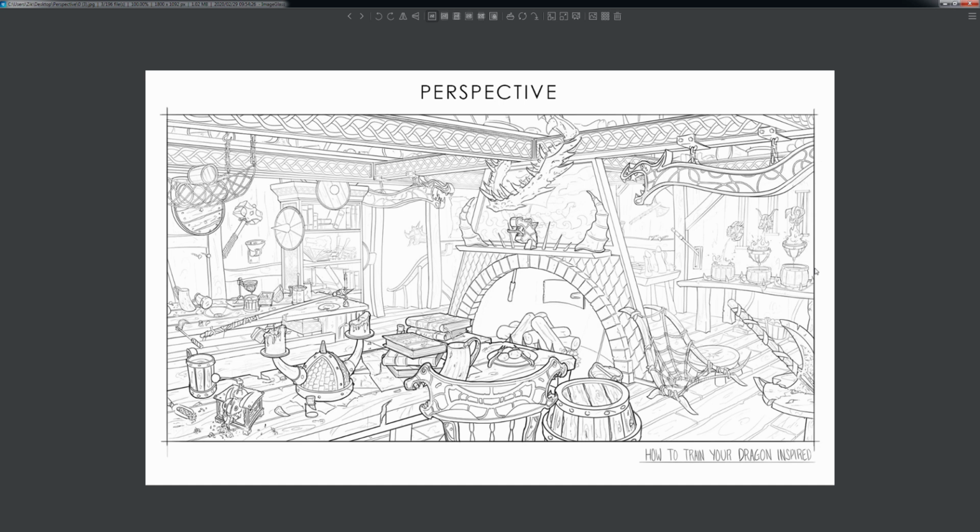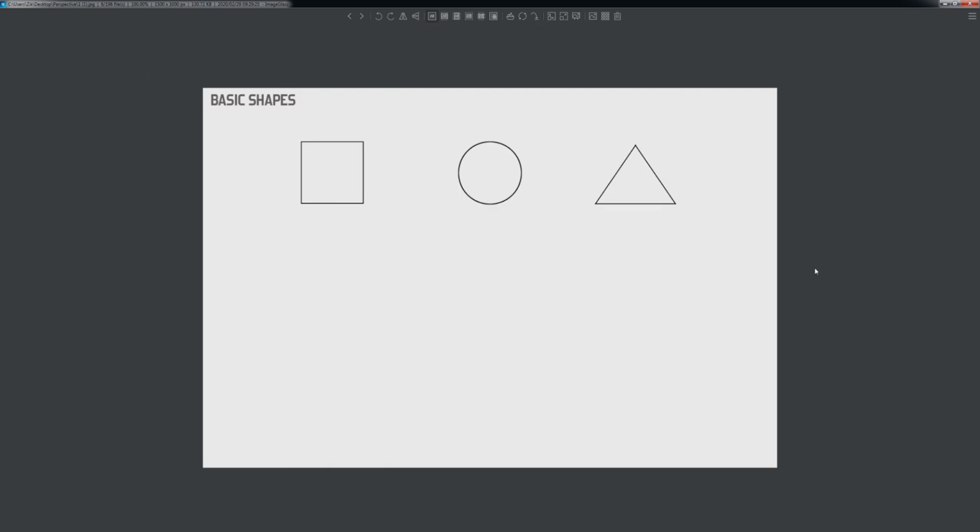And it's not just for environments. Everything that we see with our eyes has perspective. Props, characters, vehicles, all of that has perspective. So let's go ahead now and learn a little bit about perspective. We're going to start with having an understanding of the basic shapes.